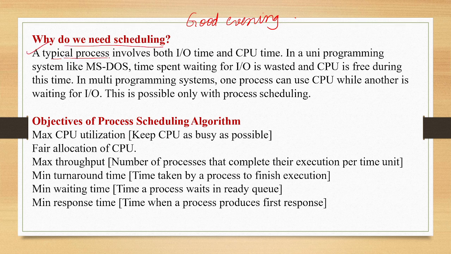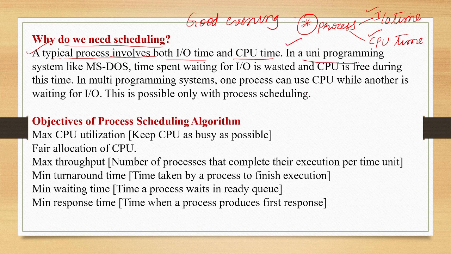A typical process involves both IO time and CPU time. I already told you, every process, if you are executing any process in your computer, sometimes it needs IO time. IO means input output. Sometimes it needs CPU time. This point you have to keep in your mind. If any process is executing, it is taking IO time or it is taking CPU time.